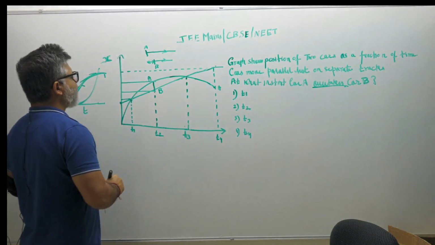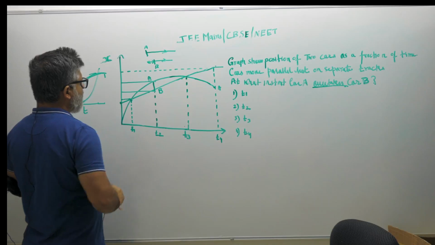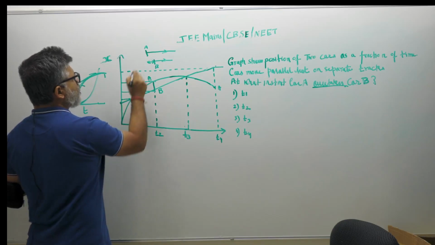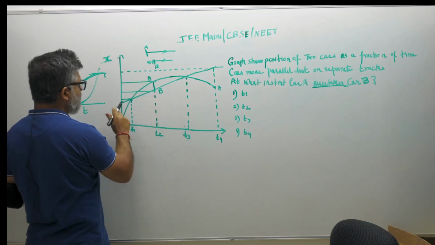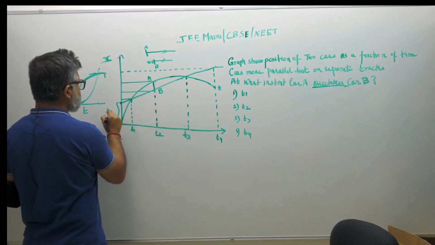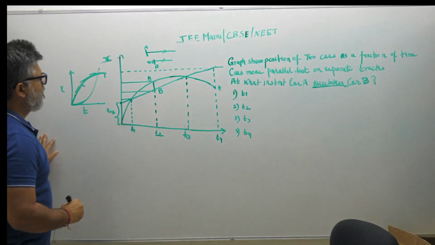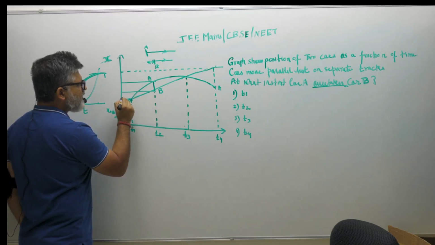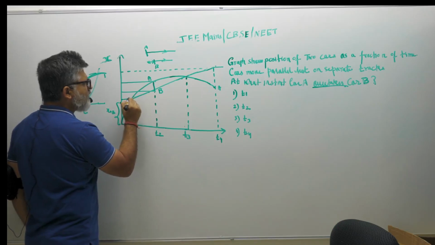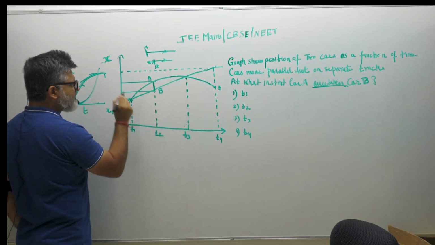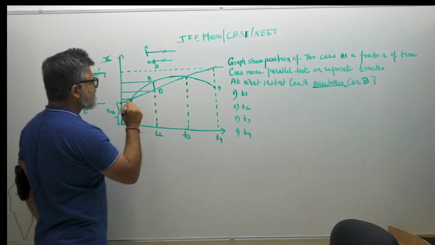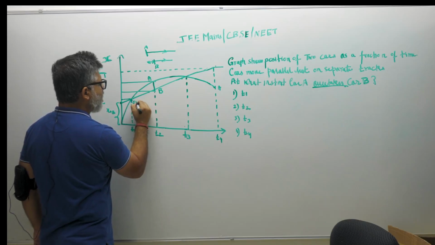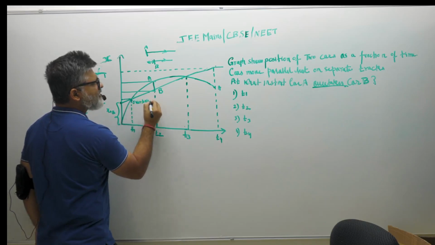So let's talk about what is happening at T1. At T1, if you notice, car A, which was behind car B because B has been given an initial X naught B to start with, after T1 is always having a higher position than B. That means at T1, car A is overtaking car B. So this is the point of overtaking. Our answer has to be T1.